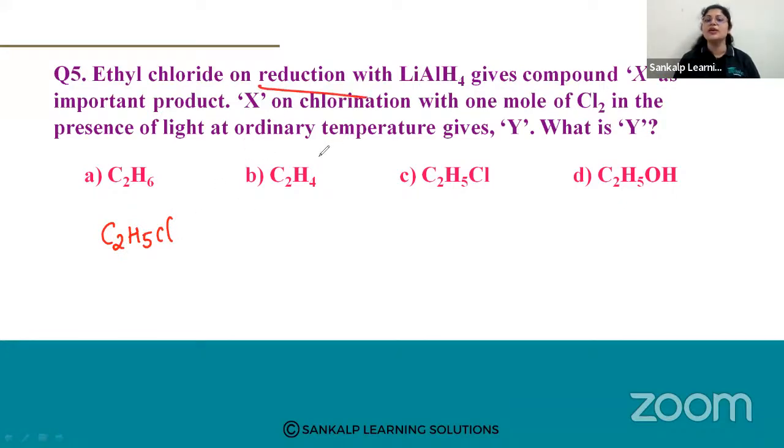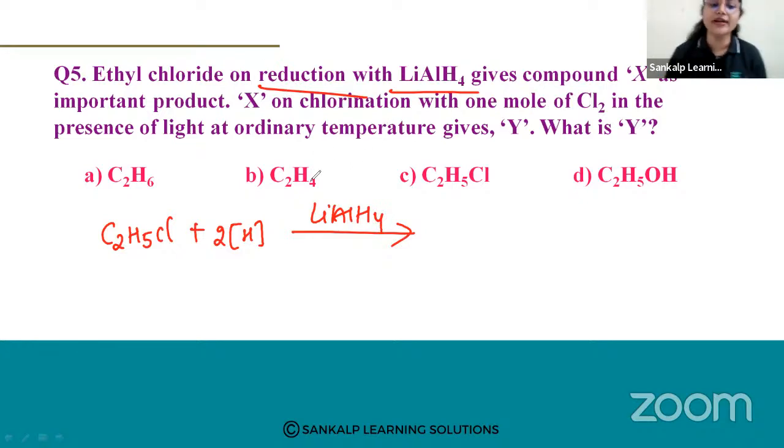Ethyl chloride on reduction with. So reduction means what? Addition of hydrogen. So I'll add hydrogen with lithium aluminum hydride. Lithium aluminum hydride is a good reducing agent. So if you treat ethyl chloride in the presence of lithium aluminum hydride, it will add a hydrogen to give you a compound X. So what is compound X? If I am adding hydrogen, this will be C2H6. The compound X will be C2H6.